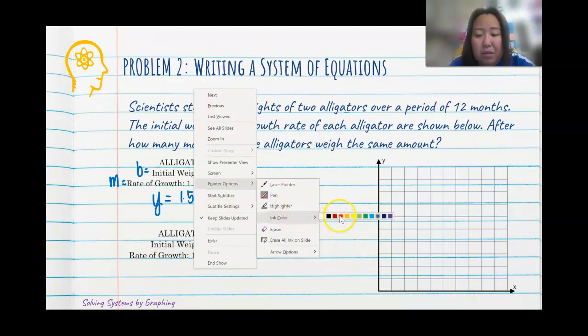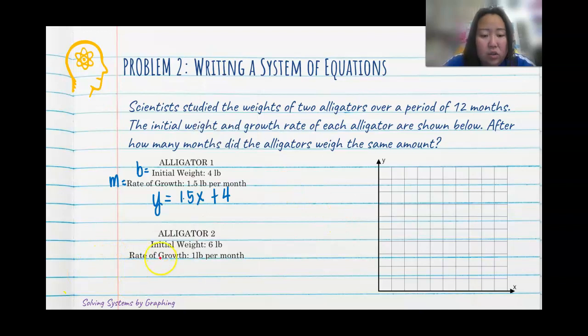Same idea with our second alligator, same scenario. Just this time, it's going to be written as y is equal to, the slope is now 1, so that's just x, plus the initial weight, which is 6 pounds. So let's graph these two equations and see at what point they intersect, so that we know the number of months that they have the same weight.